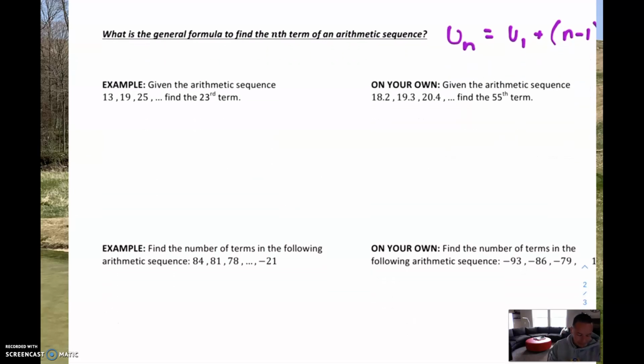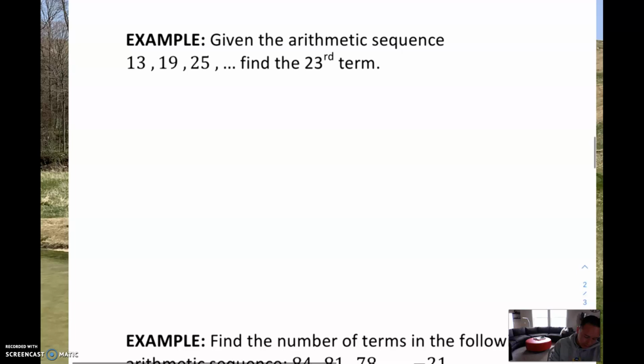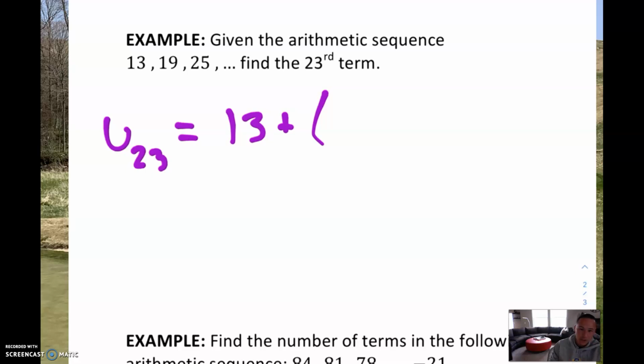First one says, given this arithmetic sequence, 13, 19, 25, and so on, find the 23rd term. So if I want to find the 23rd term, then we're going to start with u sub 1. So u sub 1 up here, that's our first term, which is 13. So the 23rd term would be equal to the first term, which is 13, plus n minus 1. In this case, n is the term number, 23, minus 1, times the common difference, which is 6.